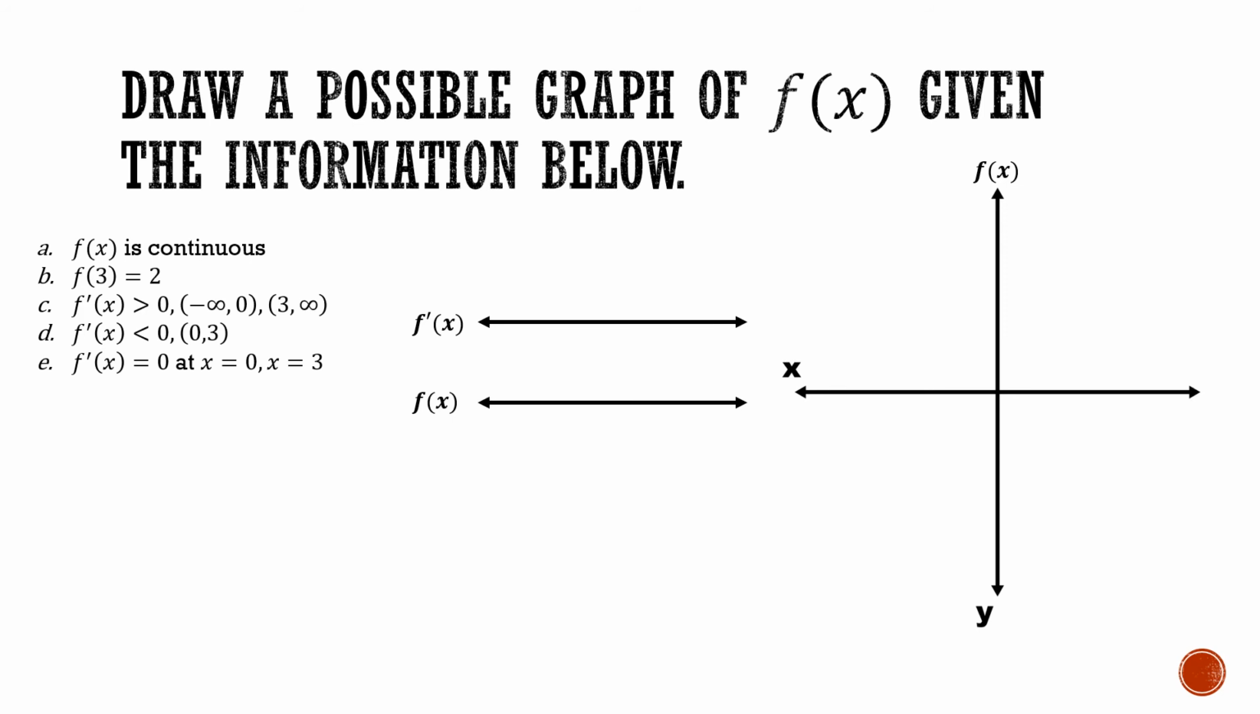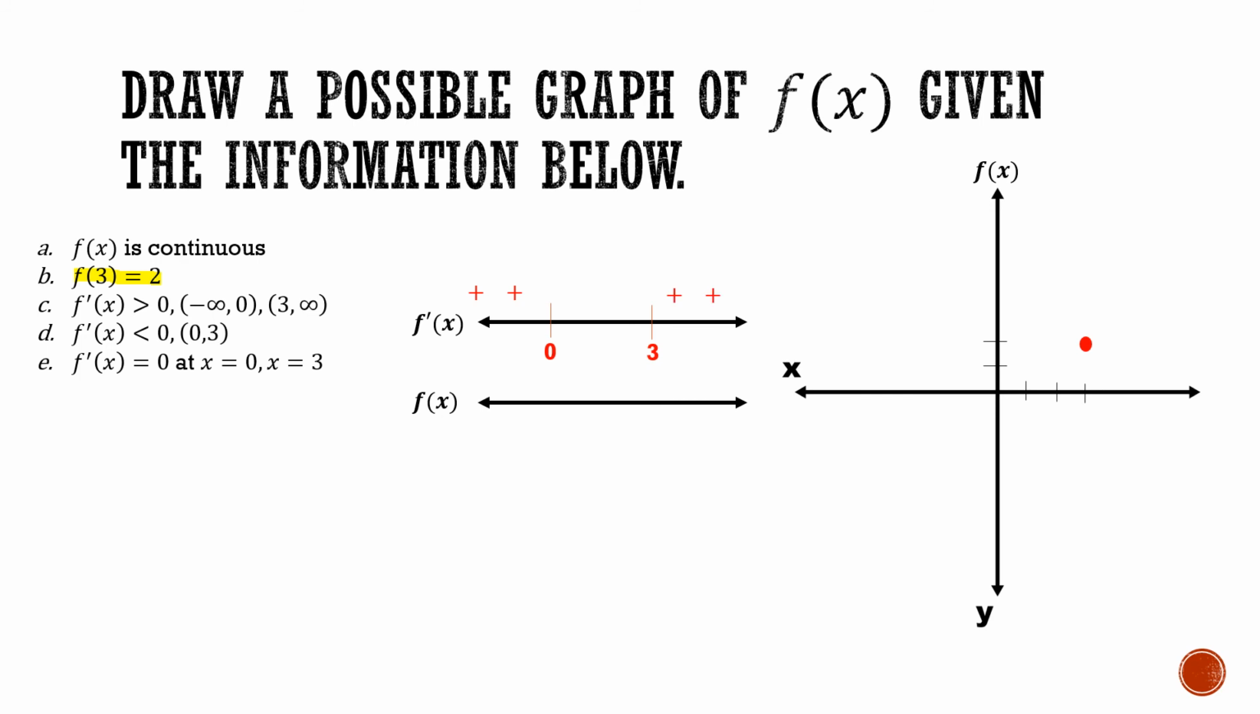The next characteristic I'm giving you is f of 3 equals 2. Well, that's a point. That's simply saying that (3, 2) is a point on the graph. So I'm going to go ahead and draw that out and put (3, 2) on my graph. The next characteristic is that f prime is greater than 0, so f prime is positive, from negative infinity to 0, and then 3 to infinity. So on my f prime line, I'm going to put 0 and 3, and from negative infinity to 0, I'm going to put positive, and then 3 to infinity, I'm going to put positive.